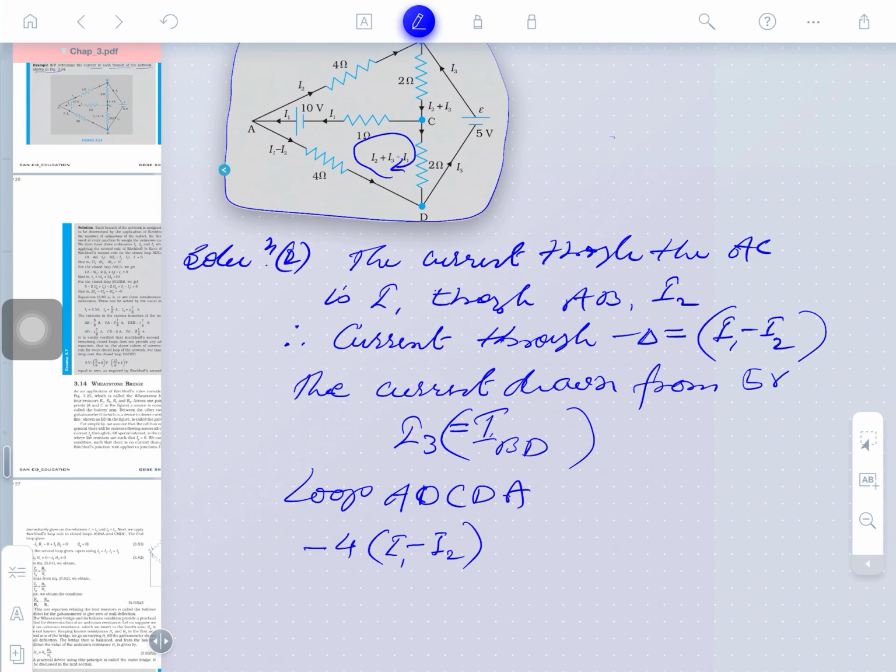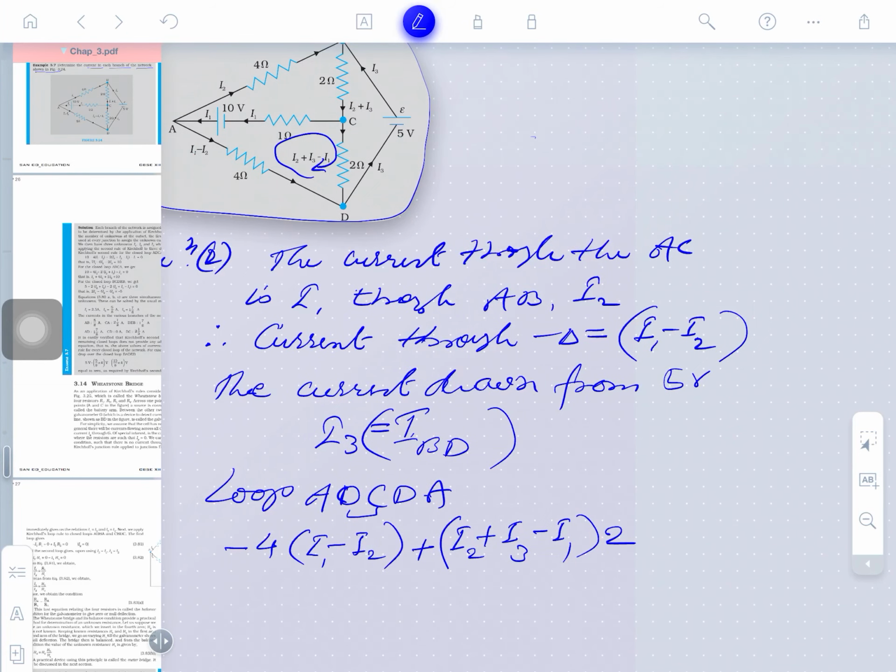Again, now travel D to C. Coming D to C, the current is coming before you, so it is positive. The current is I2 plus I3 minus I1, and the resistance is 2 ohm. C to A, you are traveling in the direction of current, so you take minus I1, and the resistance is 1. And next, plus 10 volt is to be taken, equal to 0.